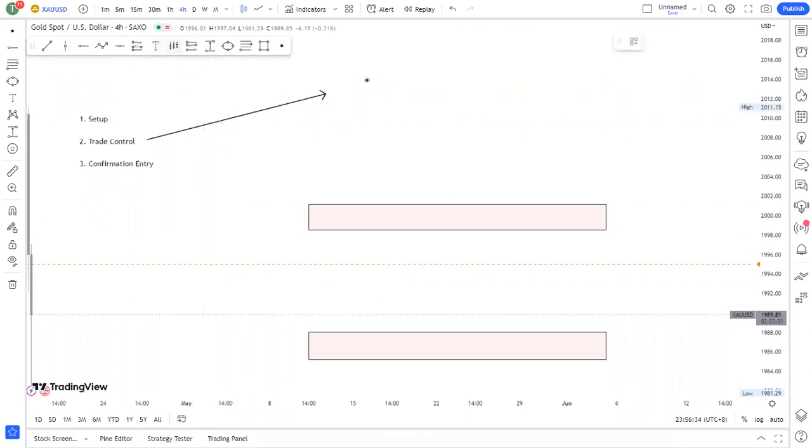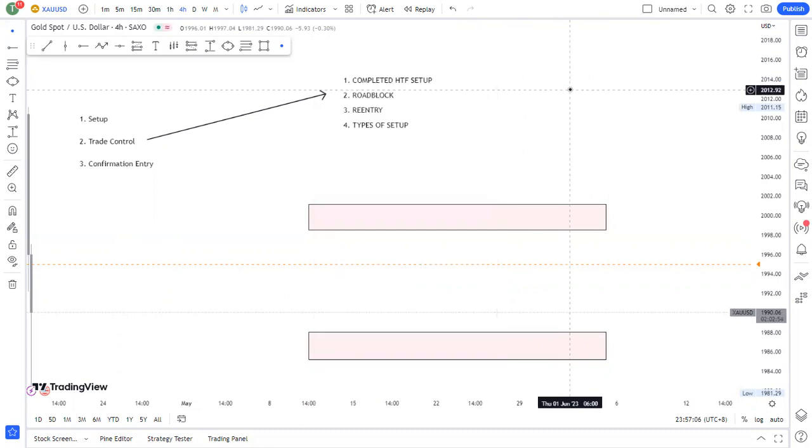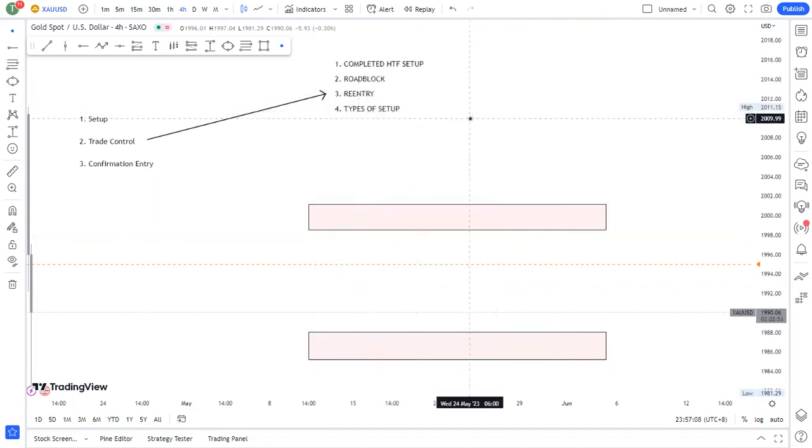All right. So in trade control, the first thing we are going to talk about is higher time frame setup complete. The first one is higher time frame setup. And the second one, we are going to learn about the roadblock. The third one, we are going to learn about re-entry. And number 4, we are going to learn about types of setup. This is what we are going to learn here.